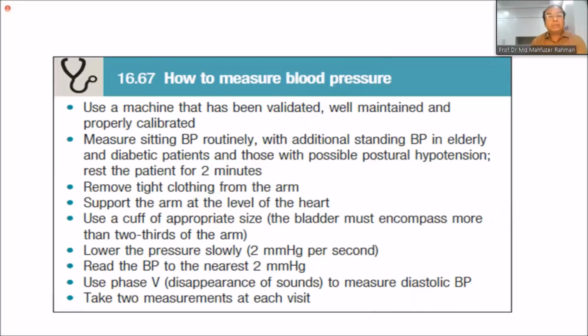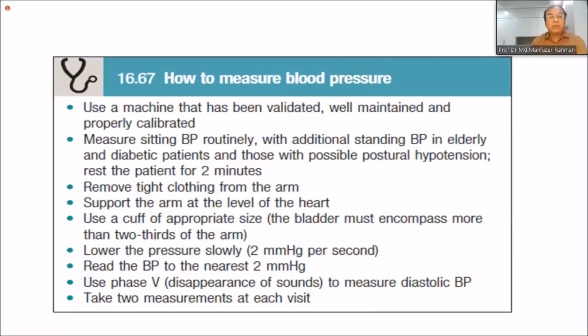Before measuring blood pressure, we should remember certain prerequisites. We should use a machine that has been well-validated, well-maintained, and properly calibrated. We should measure blood pressure in sitting posture, and sometimes an additional standing blood pressure measurement is required in elderly persons, in diabetic patients, and patients having possible postural hypertension. In those cases, blood pressure should also be measured in a standing position.